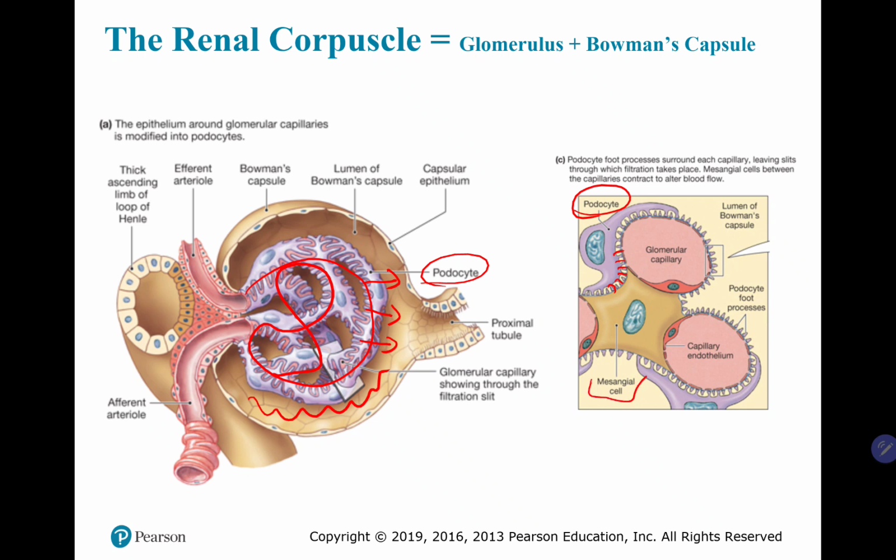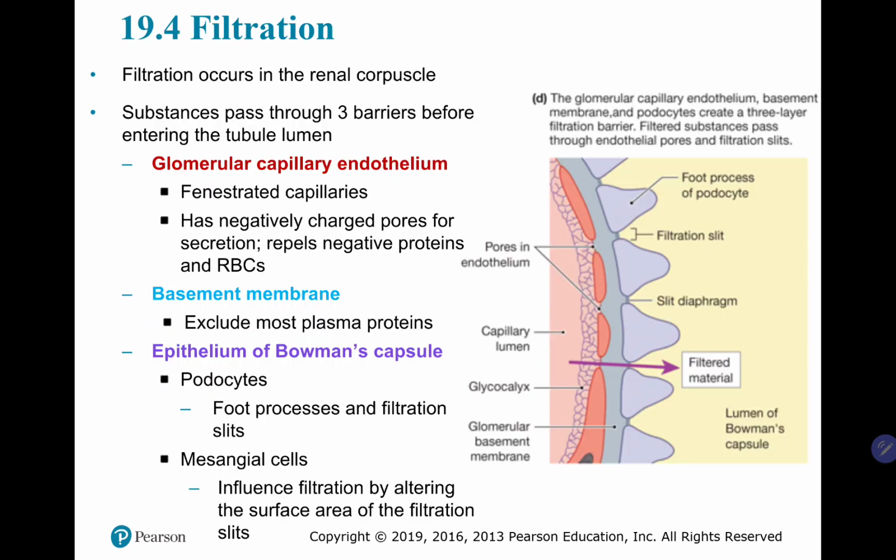And then you have this mesangial cell right here that is going to be between the capillaries. That's going to constrict, basically altering blood flow, controlling the diameter and the radius of the blood flow, okay? And that can promote and alter filtration rate.